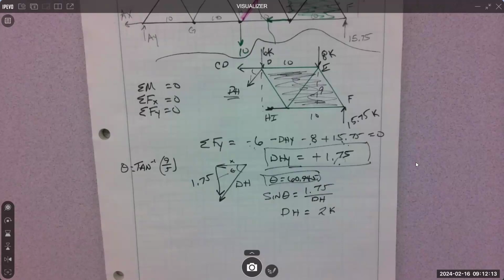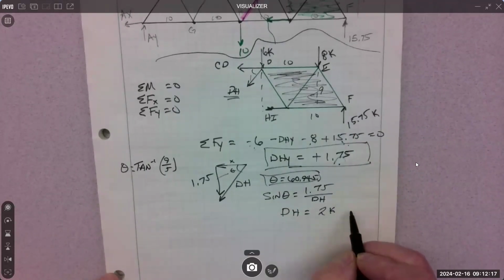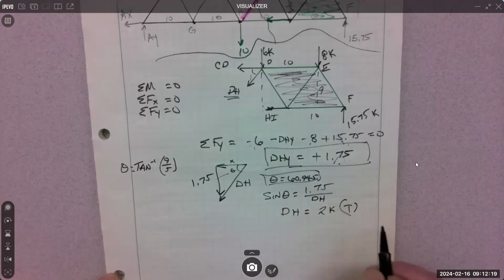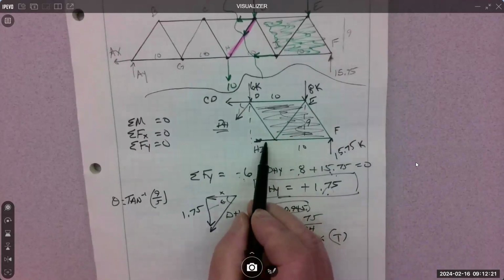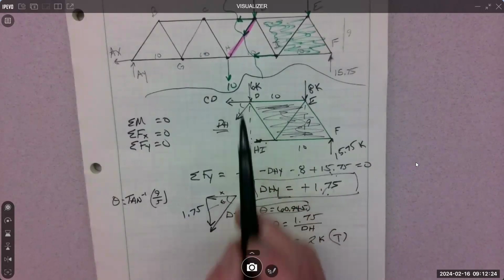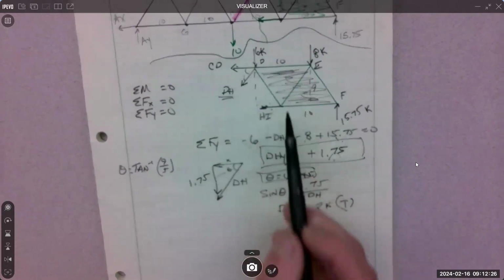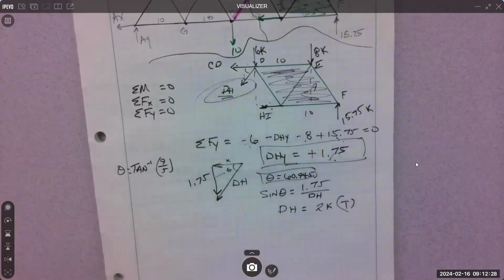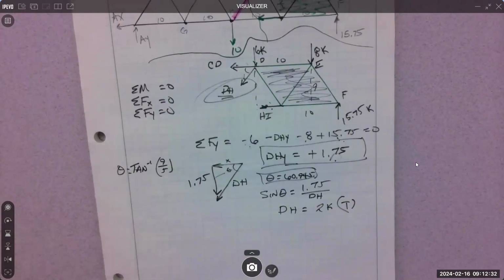And compression or tension. Tension points away from the point, so that rule still applies. If it points away, it's tension. Tension, tension. We don't know those because we didn't solve them yet. We just know DH. That's all we wanted though. So method of section: cut it, apply the equations, find out what you need to find out. You're not going to do all three members, just one of the members that you cut through.